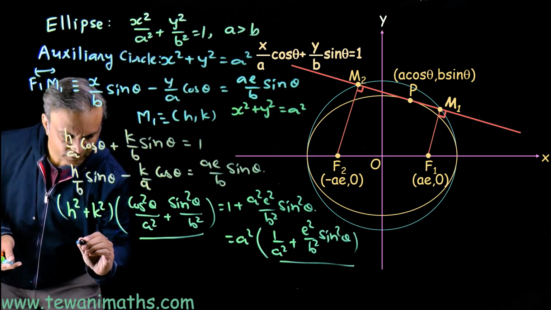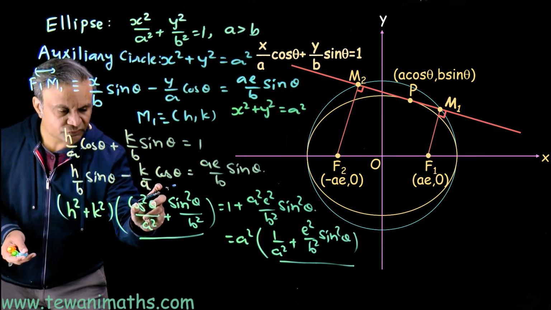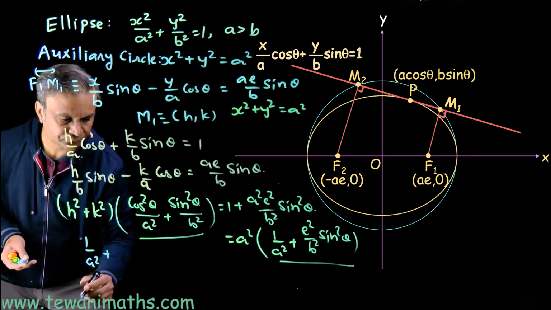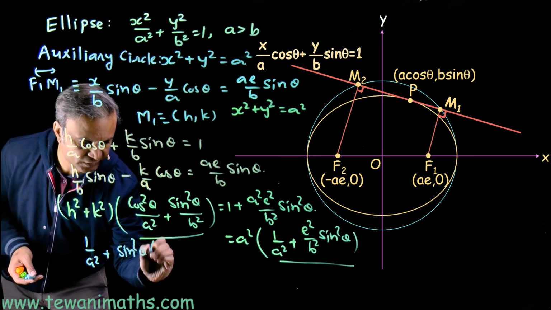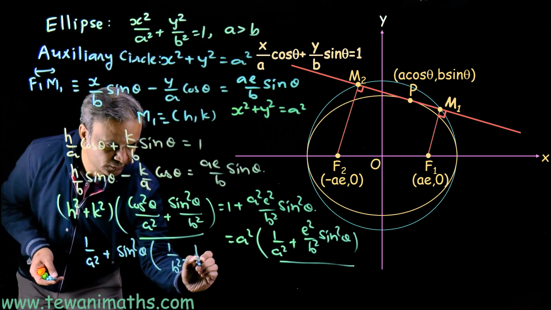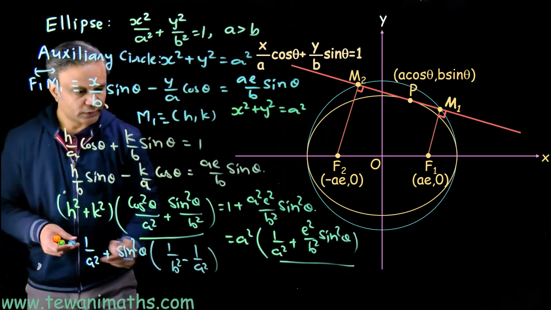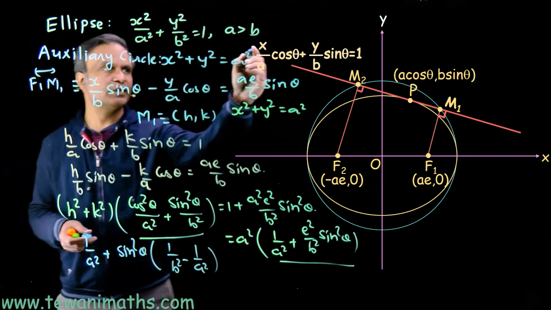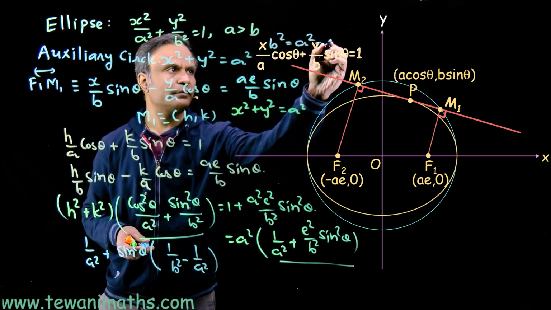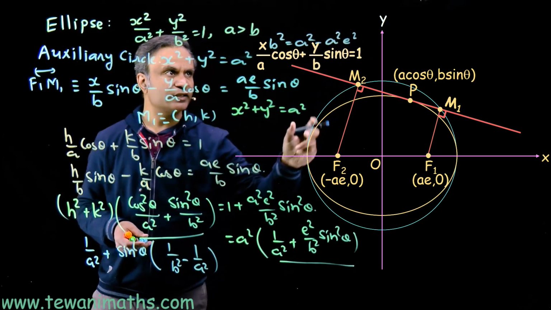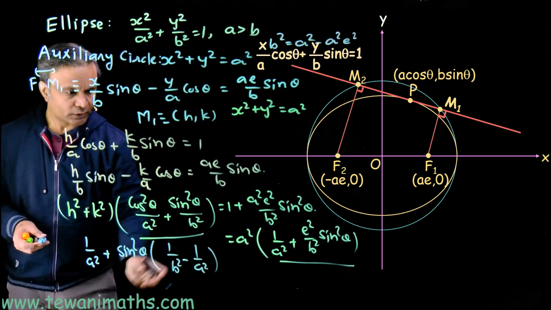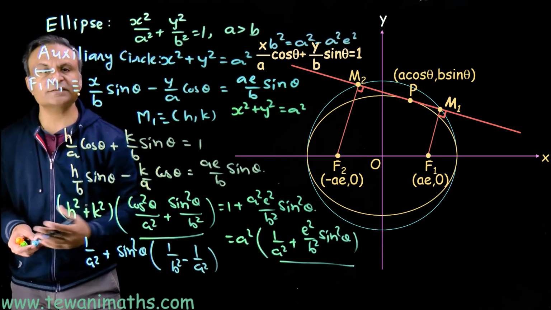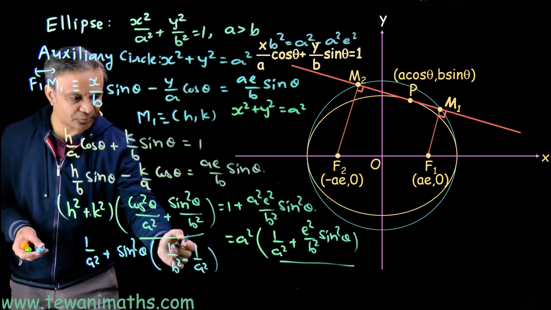So we have here, if you write cos square theta as 1 minus sine square theta, we get 1 upon a square plus sine square theta multiplied by 1 upon b square minus 1 upon a square. Take LCM here. We have in numerator a square minus b square, which is a square e square. For this ellipse, we have b square is equal to a square minus a square e square. So a square e square is a square minus b square. In numerator we have a square e square. In denominator we have a square b square. A square gets cancelled out. So we get here e square upon b square.